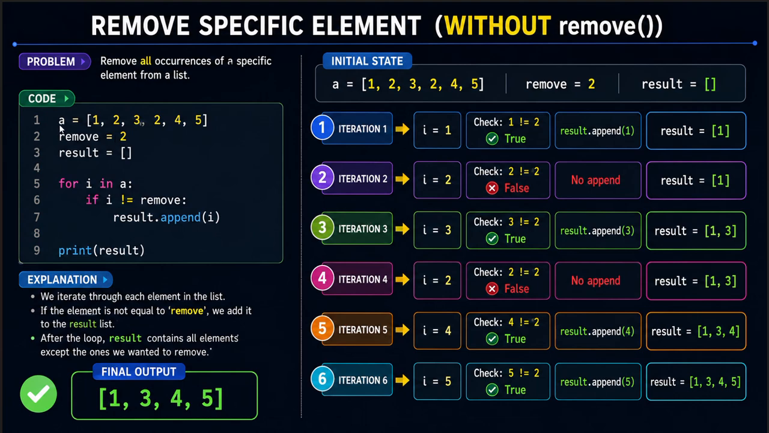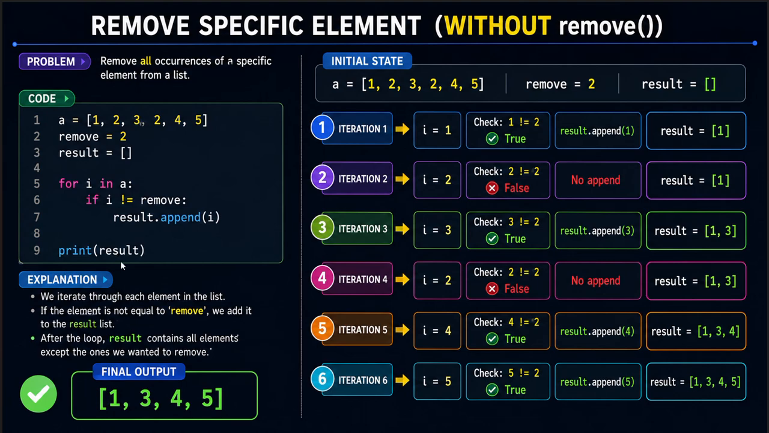Here we have a list a equal to 1, 2, 3, 2, 4, 5. Here remove equal to 2. It means we will remove every 2 from this list. Here, if i is not equal to remove, if it is not equal to 2, then we will add it to the result. The other ones, we are going to skip.